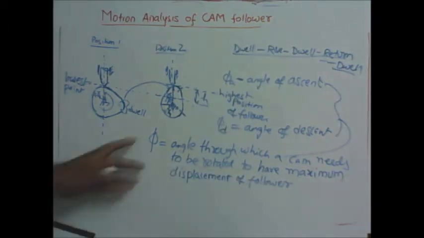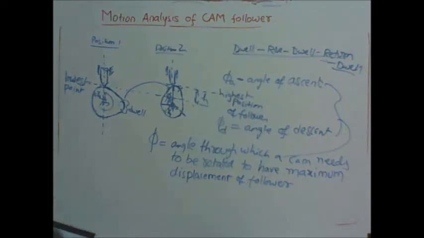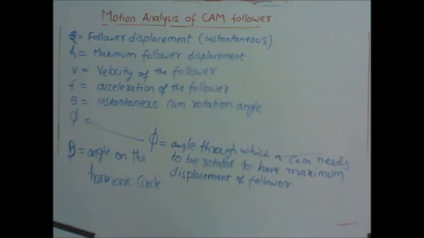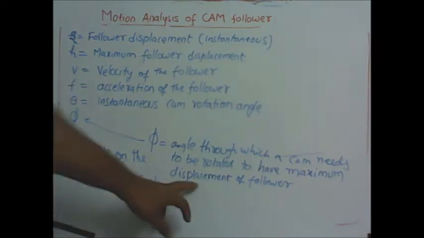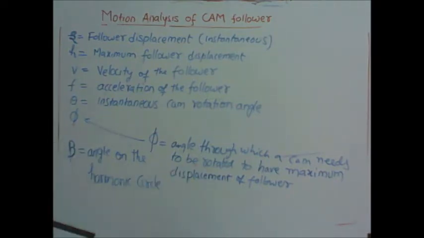Now when we are clear with this, there are a few more data I need to convey to you. Consider small s as the instantaneous follower displacement, small h as the maximum follower displacement, v as the velocity of the follower, f as the acceleration of the follower, theta as the instantaneous cam rotation angle, and phi, which I already discussed, the angle through which a cam needs to be rotated to have a maximum displacement of the follower. Beta is the angle on the harmonic circle. What is the harmonic circle? I will tell you.